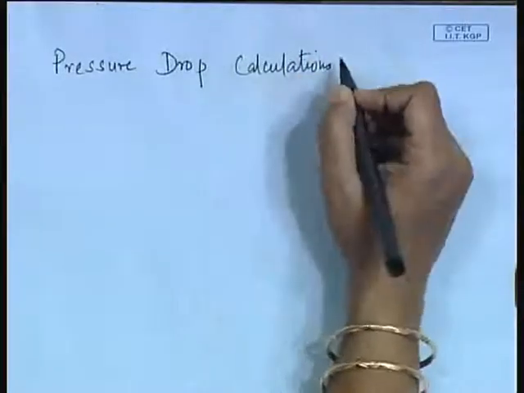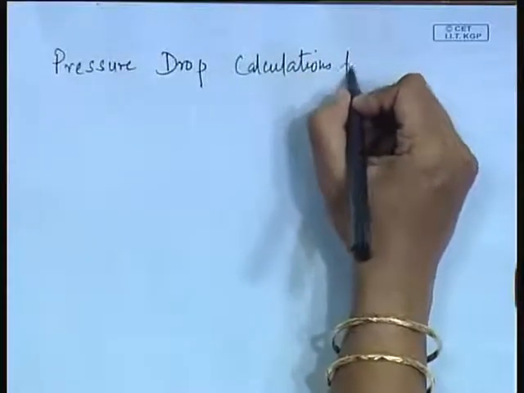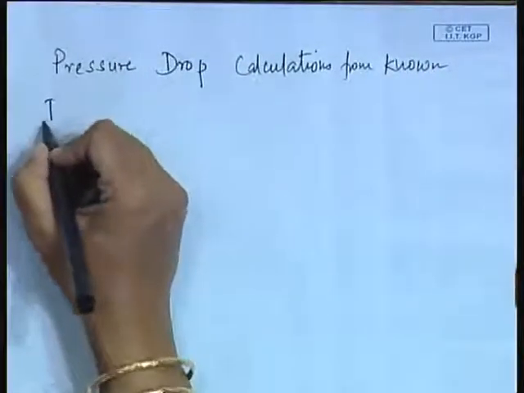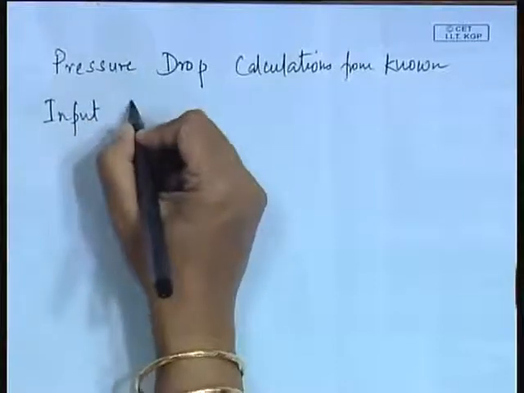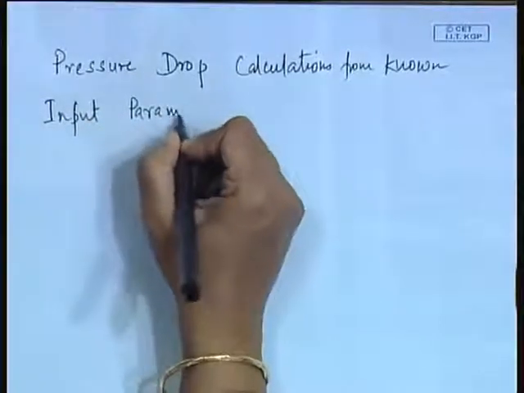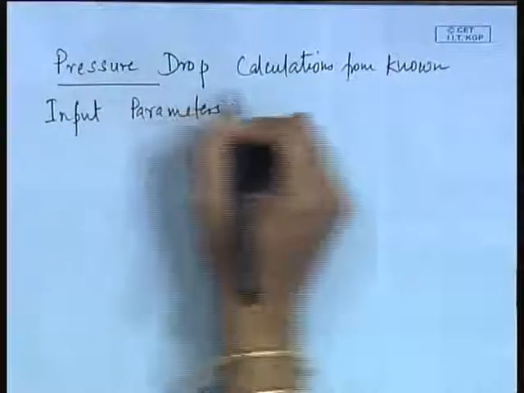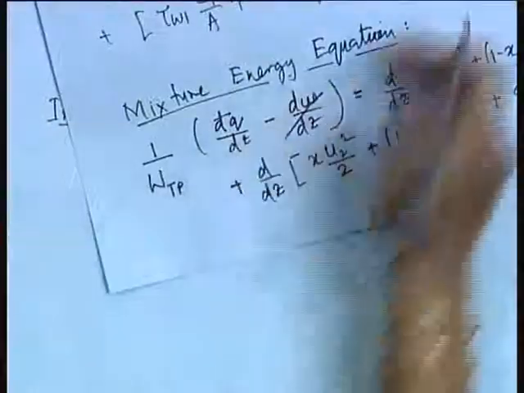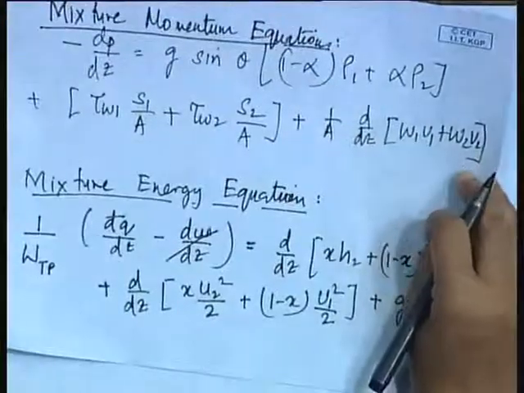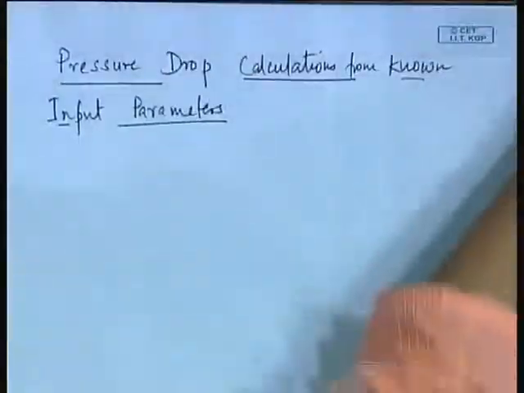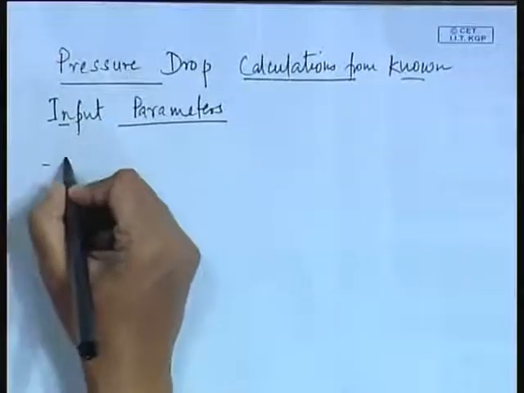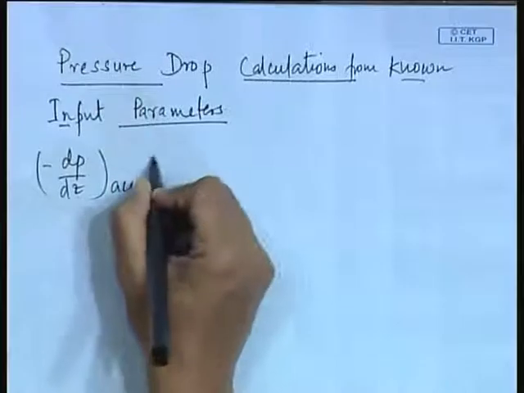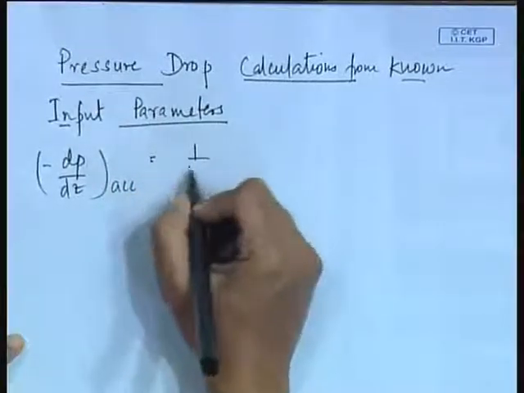Pressure drop calculations from known input parameters. So, in this particular case, if you notice here, we will be substituting your u1 and u2 from here. So, we will consider the acceleration pressure gradient. Okay. Acceleration pressure gradient, it is nothing but 1 by A.